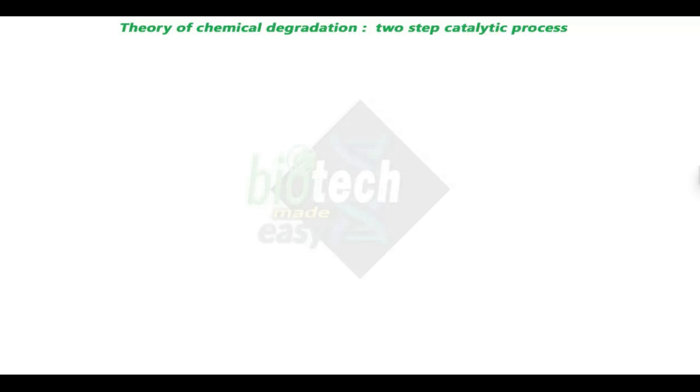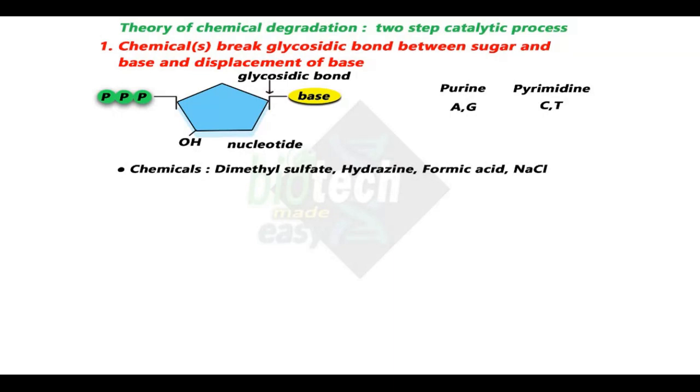In the first step, the chemical or chemicals, like a combination of two chemicals, break the glycosidic bond between the sugar and the base. You see, this is the base at this carbon position, and this is a ribose sugar. It's a diagram of a nucleotide, and here is the position of the glycosidic bond. At this point these chemicals act and displace the base, because the base is attached here, so this base is dislocated. That is what is done in the first step.